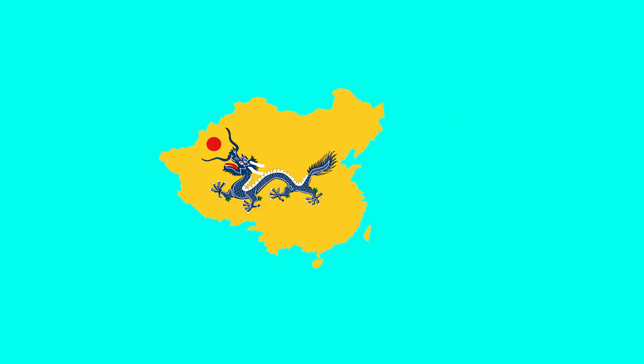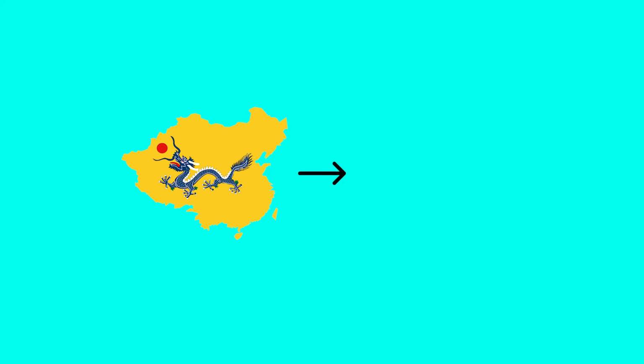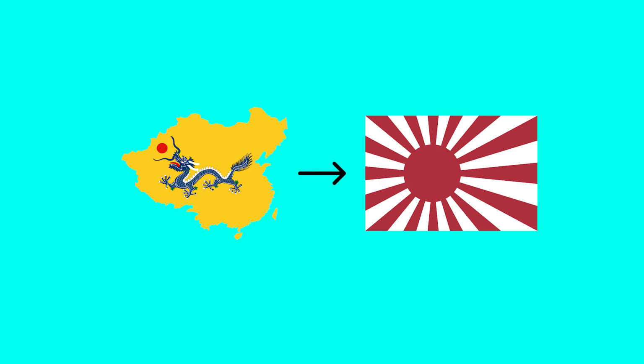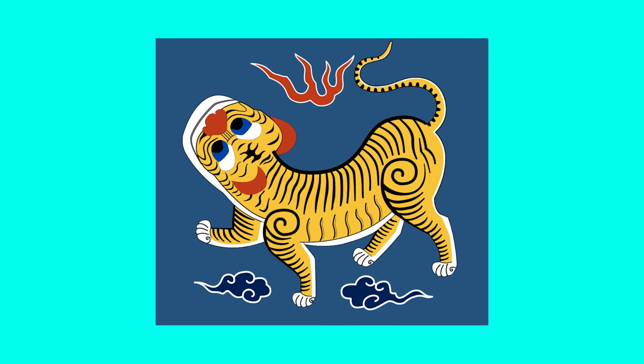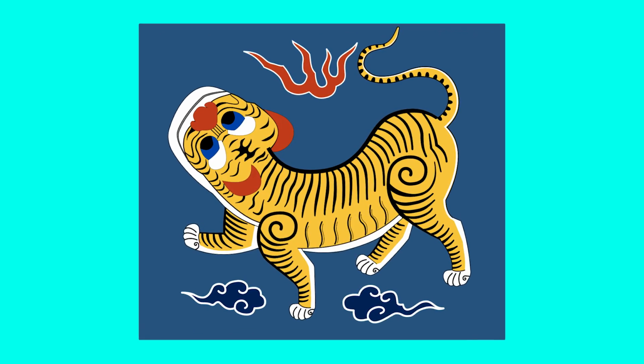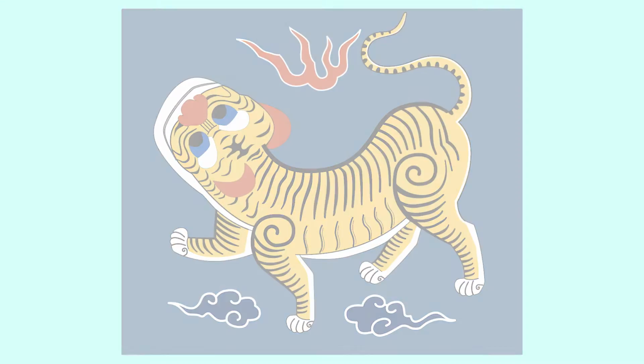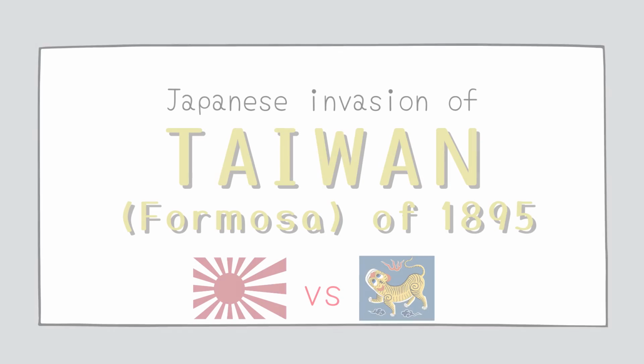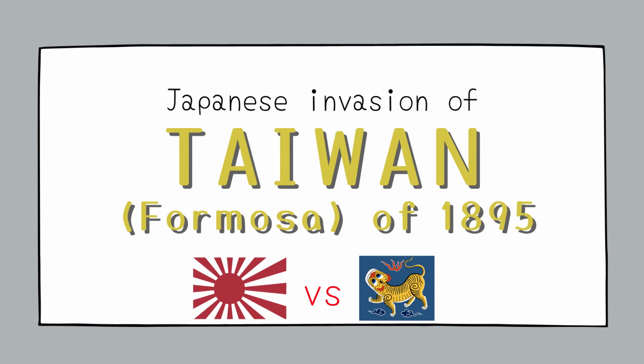Your country, China, just gave you to the country that just beat them, Japan. And you, Taiwan, do not agree to this. So now, as Republic of Formosa, you will defend your independence at all costs. This is how the Japanese invasion of Taiwan began in 1895.